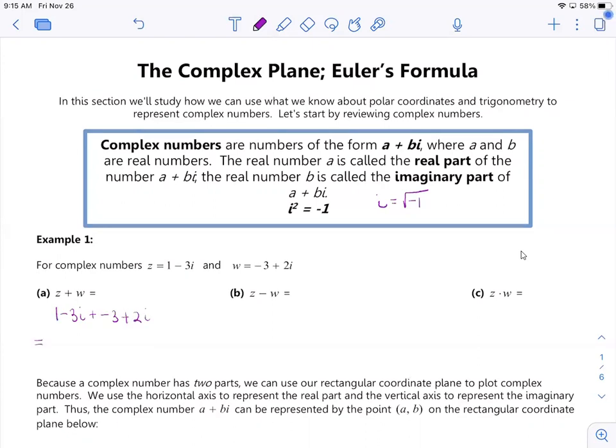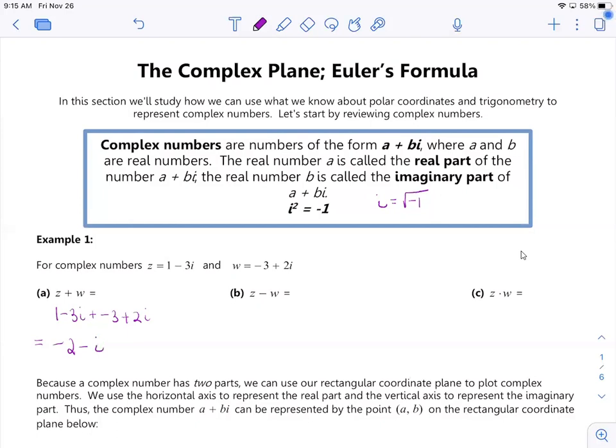Well, we can only combine like terms, so I can combine the real parts, so I get -2, and I can combine the imaginary parts, so I get -i. And that is all you can do, right? We can't combine unlike terms. So what that's telling me is my real part is -2 and my imaginary is -1.